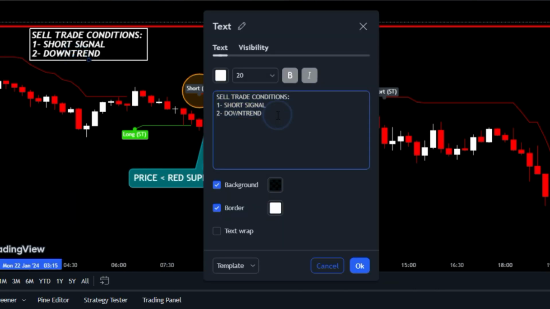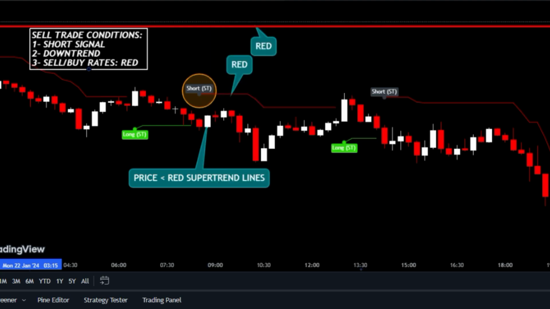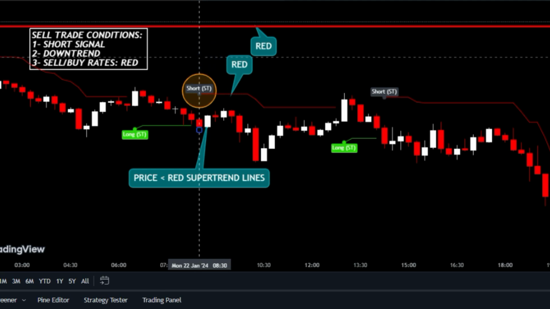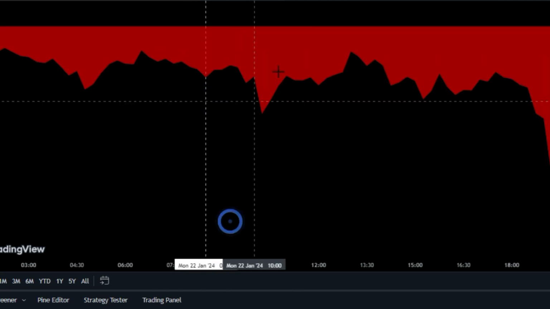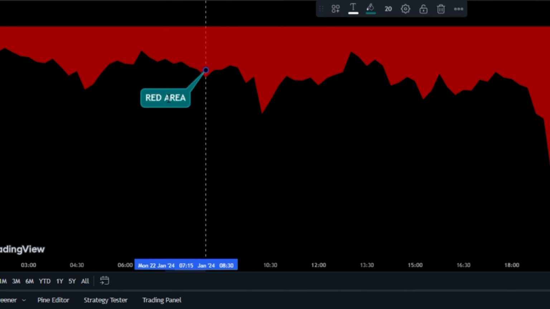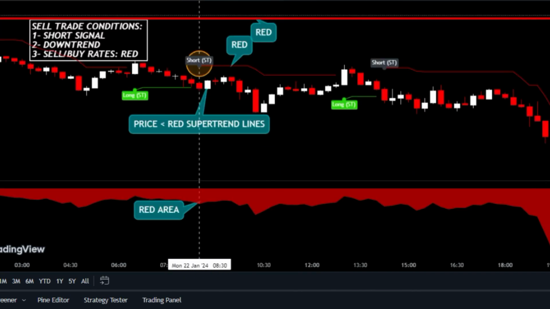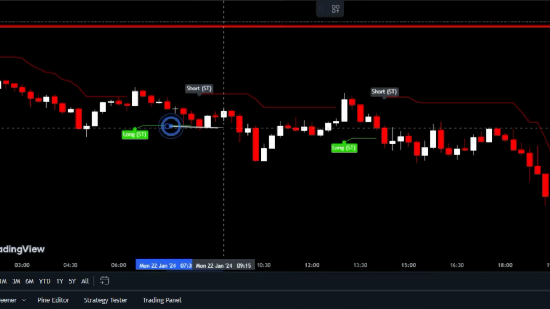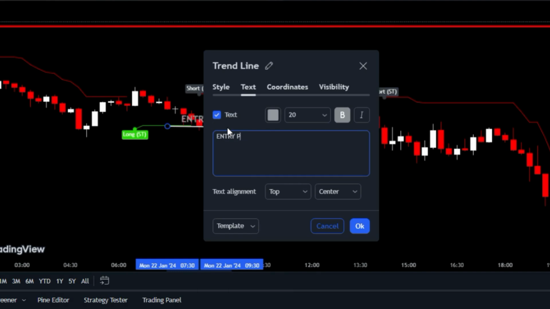Next, you'll want to pay attention to the sell-buy rates indicator. If it displays a red color, this affirms the short signal and suggests that now may be a good time to enter a short position. However, it's crucial to ensure that all of the conditions mentioned must be met before proceeding.